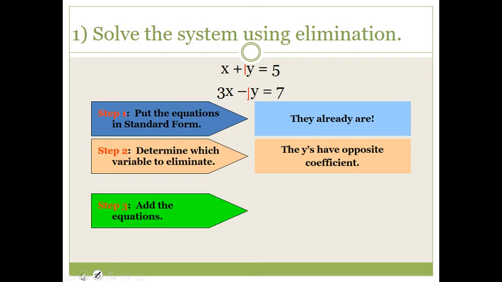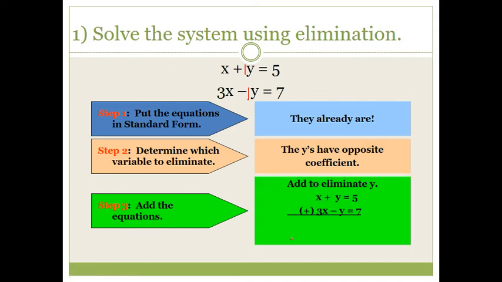So that will allow me to do step 3, which is just to add the equations as they are right now together. So I line them up so that the variables line up in the columns, and I add x plus 3x to get 4x. A 1y minus a y, or a plus y minus y, cancels out. They eliminate. And then I set that equal to 5 plus 7, which is 12. Now notice that we have an equation again that only has one variable in it, so we can solve this. So I divide both sides by 4, and I get that x is 3.